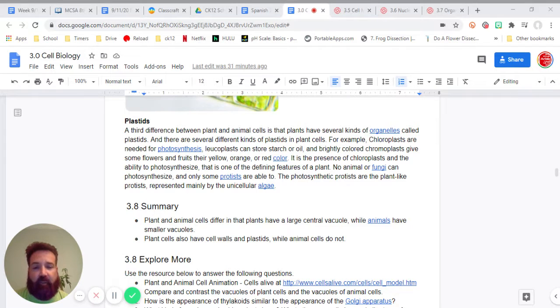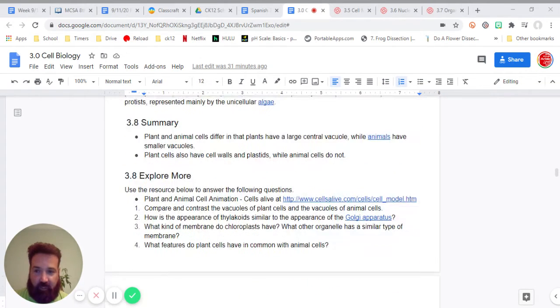It is the presence of chloroplasts and the ability to photosynthesize that is one of the defining features of a plant. No animal or fungi can photosynthesize, and only some protists are able to. The photosynthetic protists are the plant-like protists represented mainly by unicellular algae.